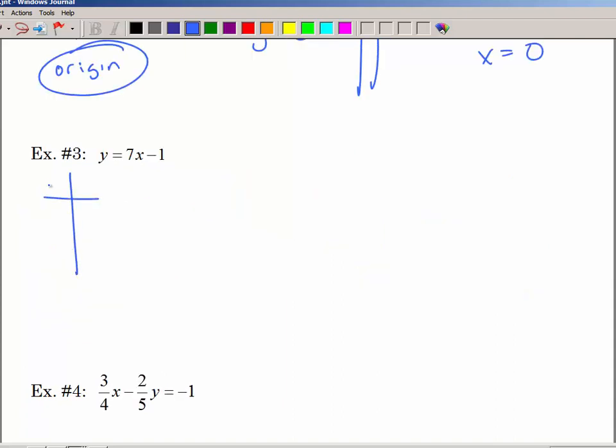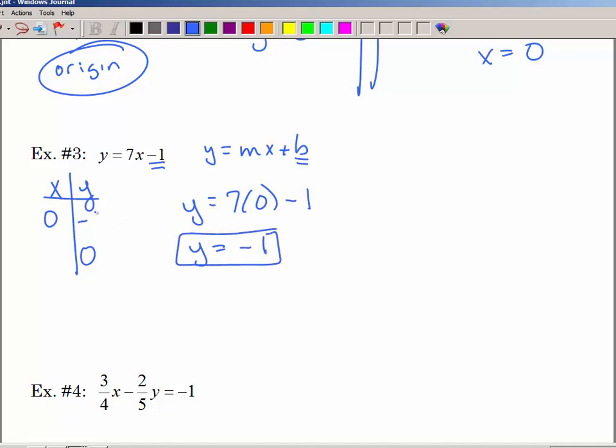So here we have a line that's solved for y. It's y equals mx plus b, so you should already know what the y-intercept is, right? You should know that it's -1. But if you want to test it my way, let's just see what happens. If we let x be 0, 7 times 0 minus 1, you can see that y equals -1, and that certainly is b. And that's the easy one.